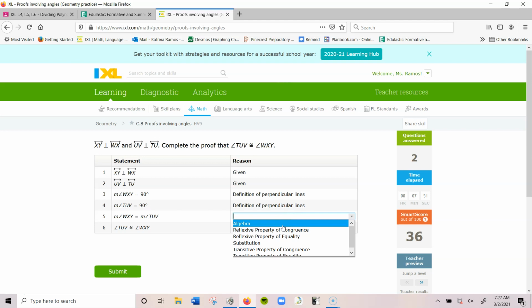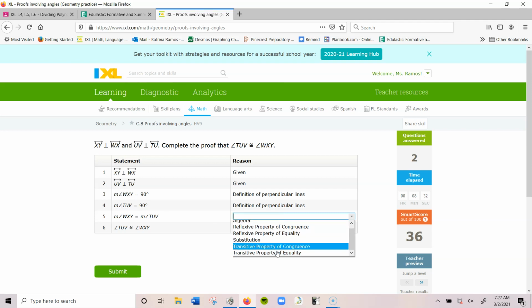It's not algebra, we didn't do any algebra. It's not reflexive, because reflexive would be, let's say, the measure of angle W is equal to the measure of angle W. That would be the reflexive property of equality. These are essentially the same thing, except congruence uses the congruent symbol and equality uses the equal sign. Substitution could work, if we take the statement that the measure of angle WXY is equal to 90 and substitute it with TUV, but let's keep looking.